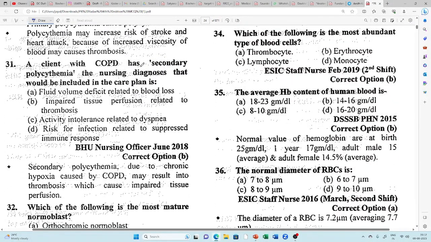A client with COPD has secondary polycythemia. The nursing diagnosis that would be included in the care plan. What will be the important findings? First, the RBC is in excess and thrombosis is forming. Thick blood means our tissues and other organs will not get enough circulation, enough blood. That is the first concern, the first nursing diagnosis: impaired tissue perfusion related to thrombosis.